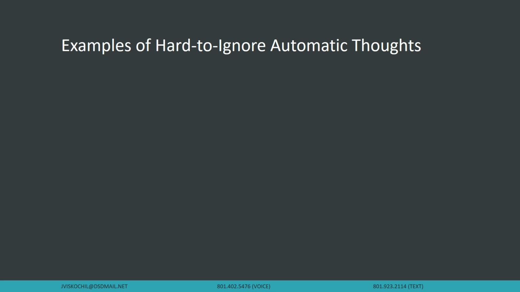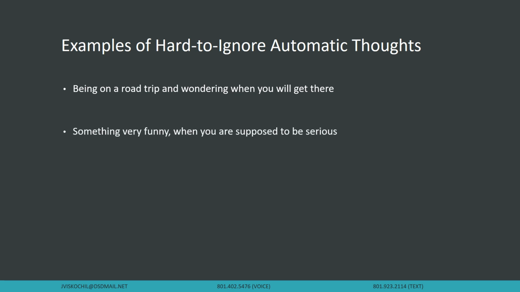Just some examples of hard to ignore automatic thoughts. Anyone that's been on a long road trip and wonders when you get there and you say, "Are we there yet? Are we there yet?" That's one of those automatic thoughts that it's hard to push away. There's not a whole lot of other things to distract you. That's why we come up with road trip games like license plates or spot the color. Try to get your mind off of it.